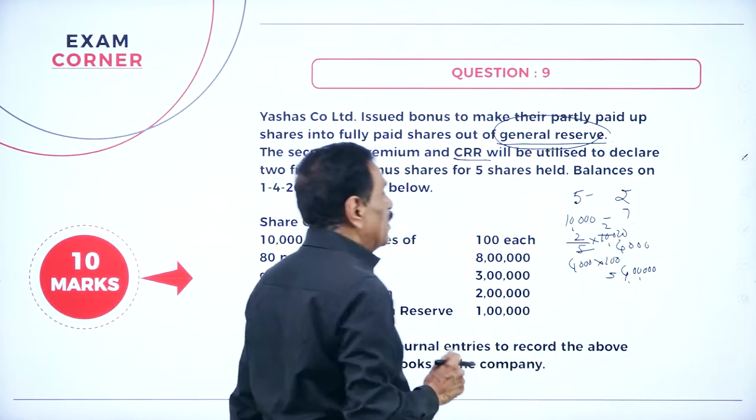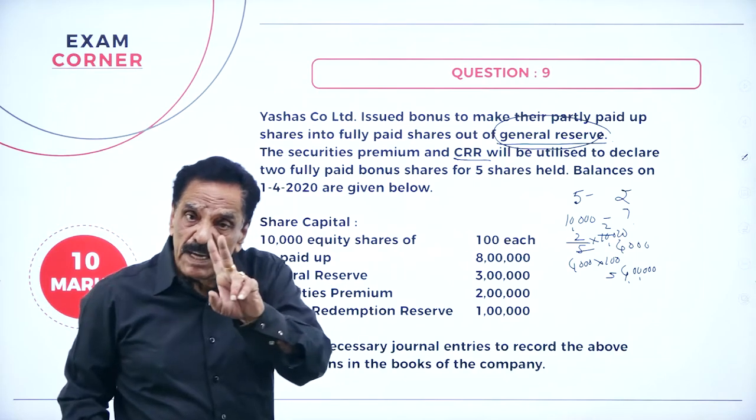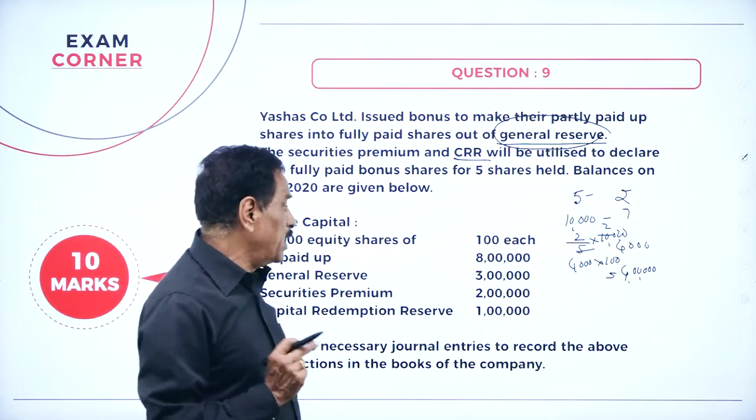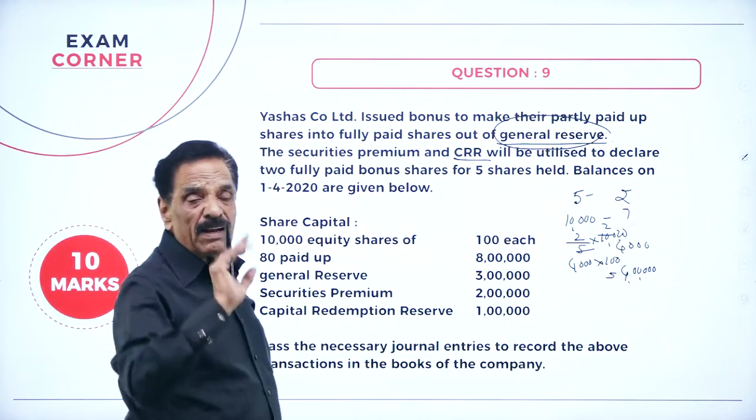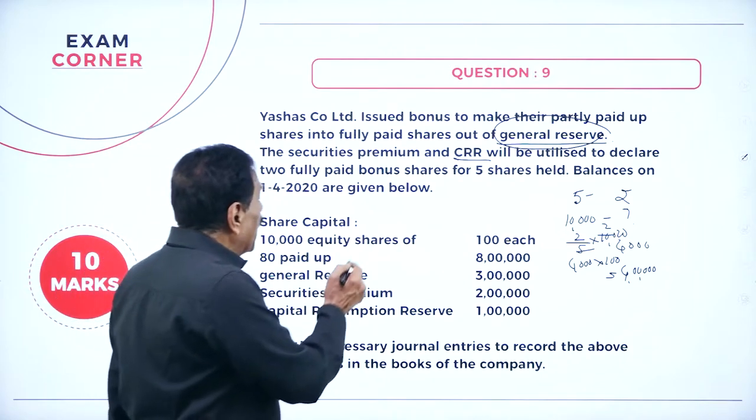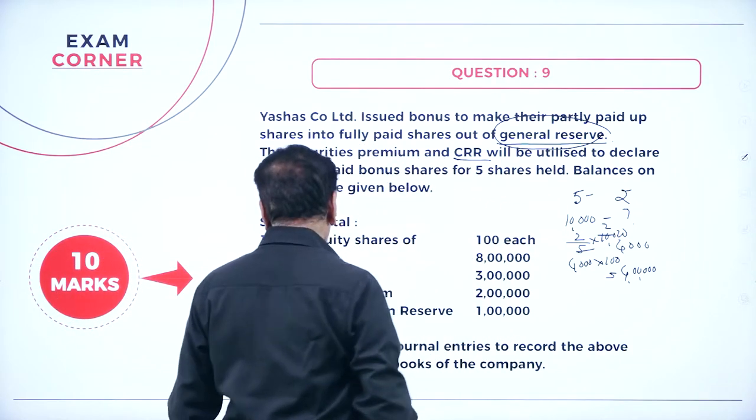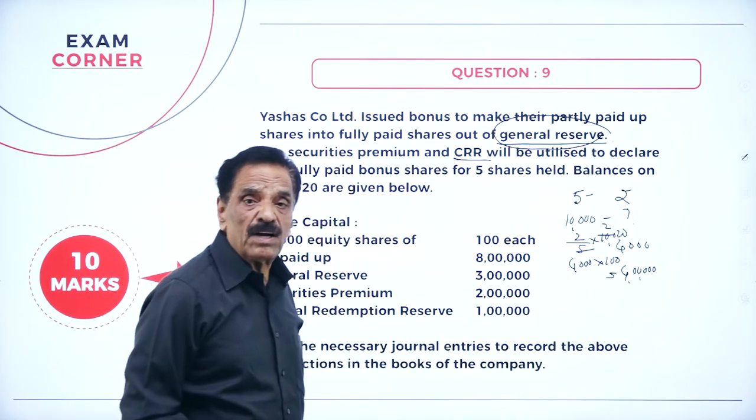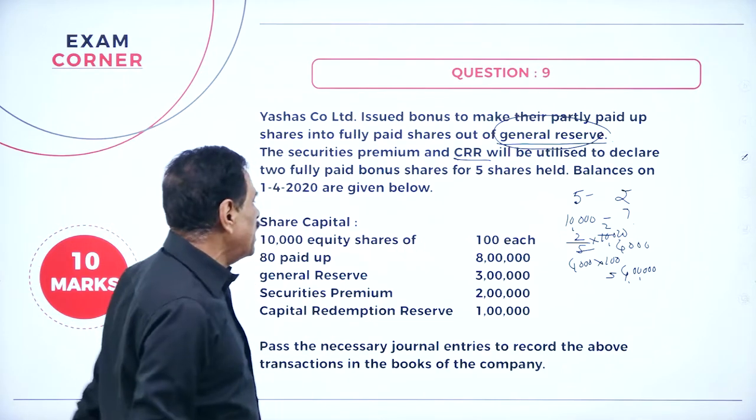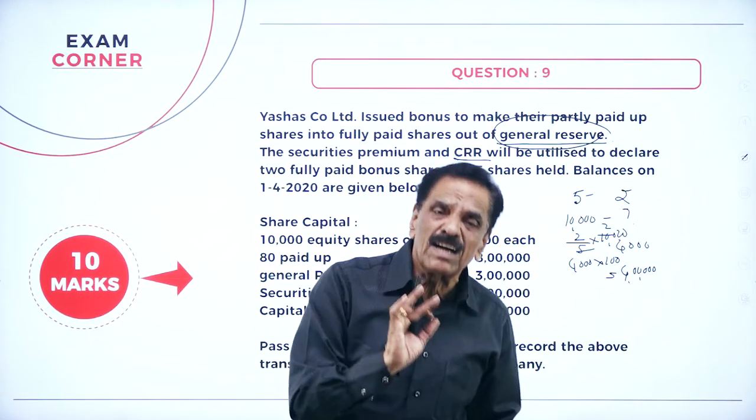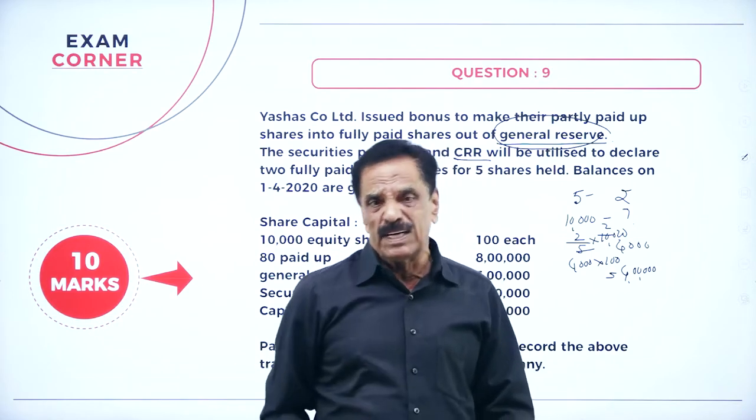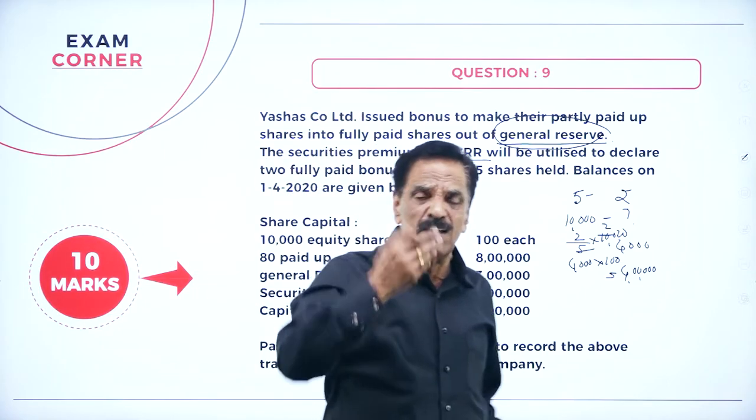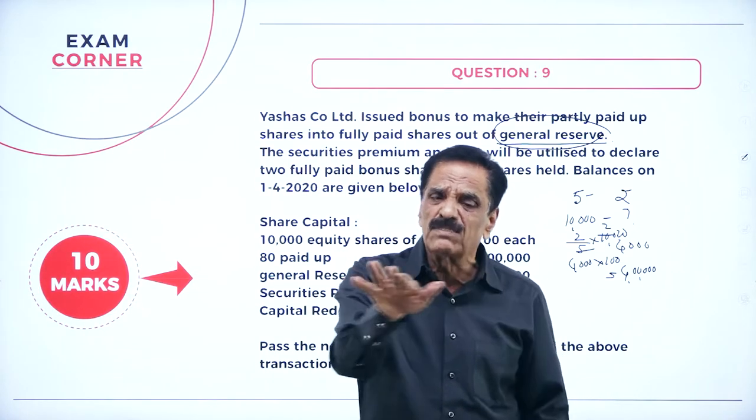For further bonus, for every 5 shares the company gives 2 shares. For 10,000 shares, they will give 4,000 shares, each worth 100 rupees, so 4 lakh for the further bonus. What do they say is utilized? Securities premium. How much is there? 2 lakh. CRR, 1 lakh. How much shortage? 1 lakh. You take 1 lakh from the general reserve. The entry: securities premium account debit, CRR account debit, general reserve account debit, to bonus to shareholder account. The last entry: bonus to shareholder account debit to equity share capital account.